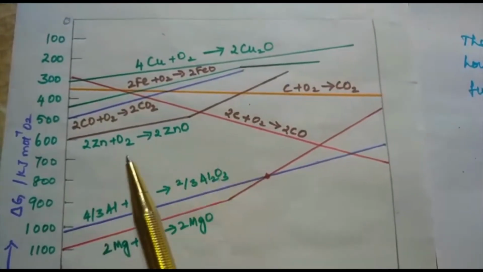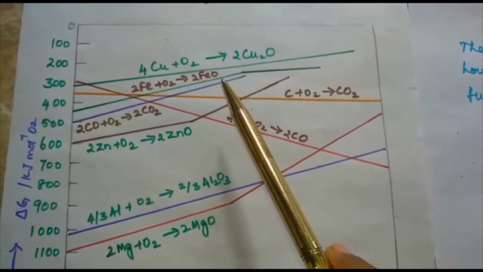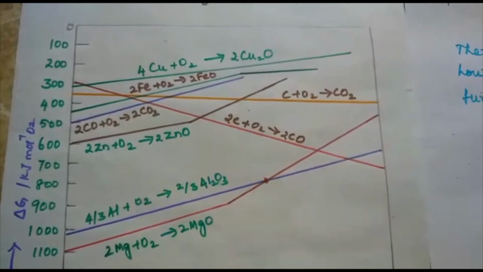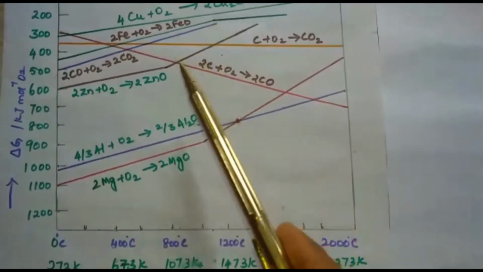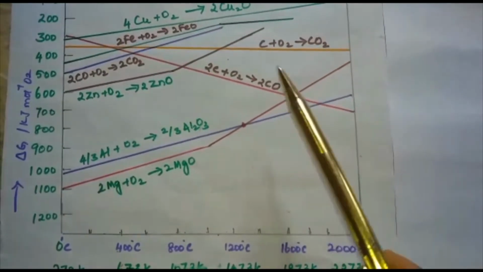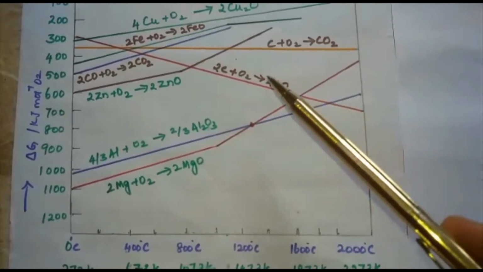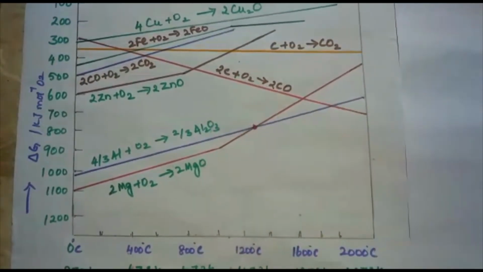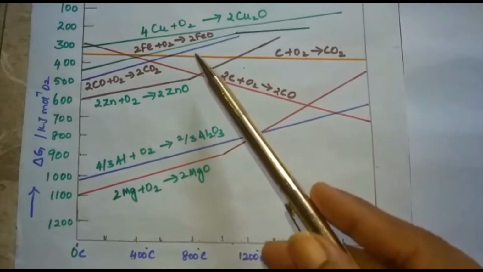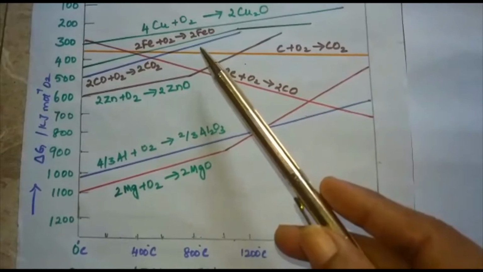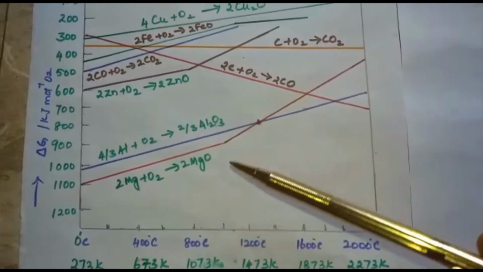In the plot of delta G versus T, the plot goes upwards, representing the change. C to CO goes downward. At temperatures above 1073 Kelvin, the C-CO line comes below the Fe-FeO line. So in this range, coke will be reducing the FeO and will itself be oxidized to CO.